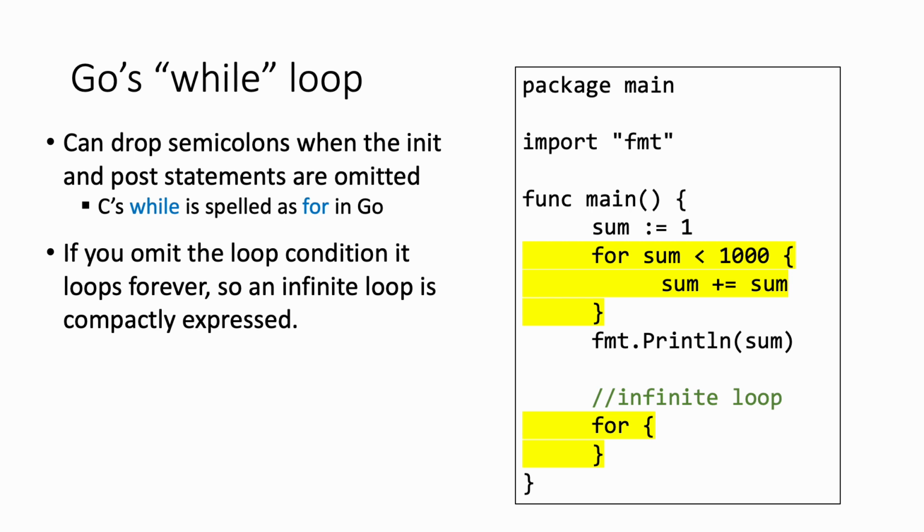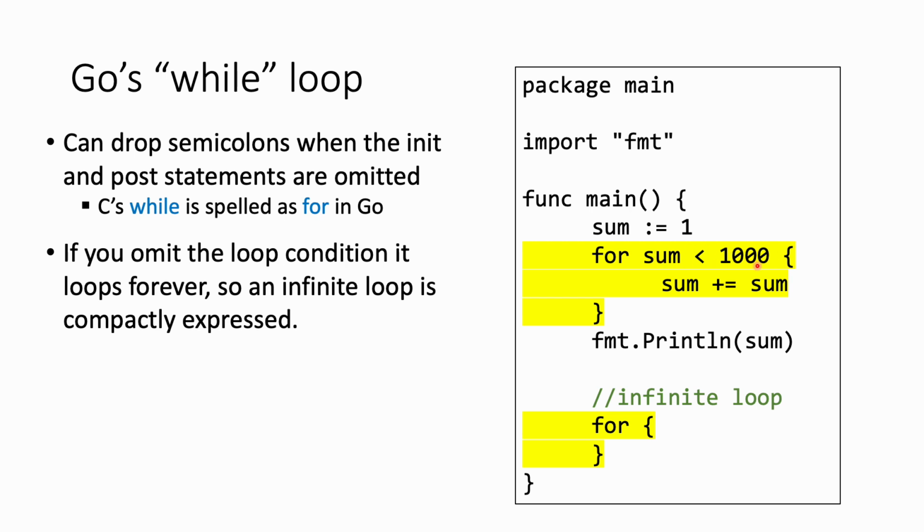Although Go doesn't have a while loop, you can essentially write a while loop in Go with a for loop by omitting both the init statement and the post statement from the for loop. When both the init statement and the post statement are omitted, you can also drop the semicolons as in this example.